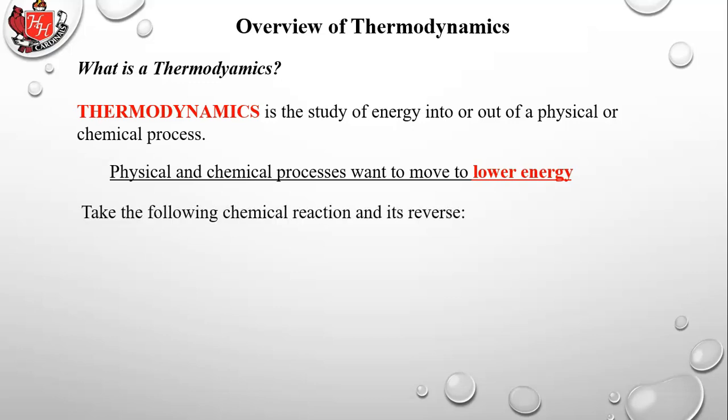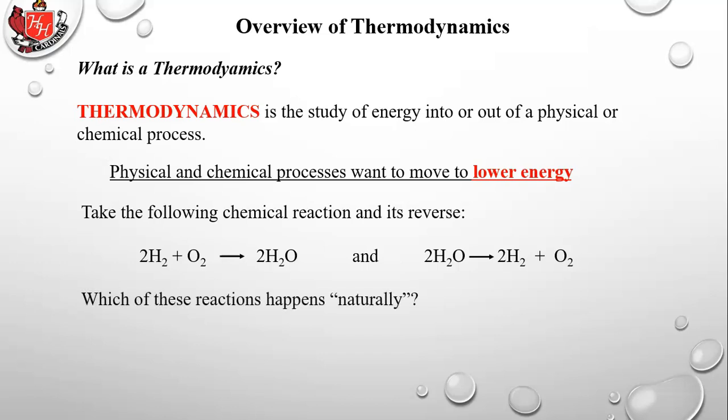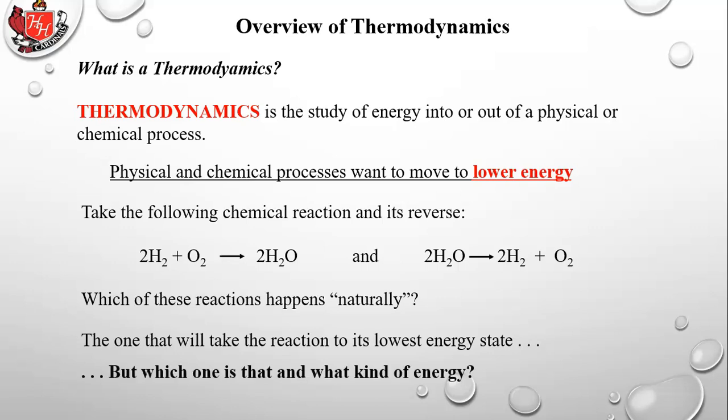Take the following chemical reaction and its reverse. 2H2 plus O2 gives you 2H2O, or the reverse, 2H2O produces 2H2 plus O2. Which of these reactions will happen naturally? The one that will take the reaction to the lowest energy state. But which one is that, and what kind of energy?